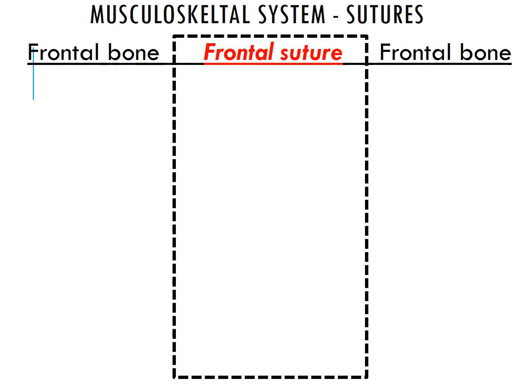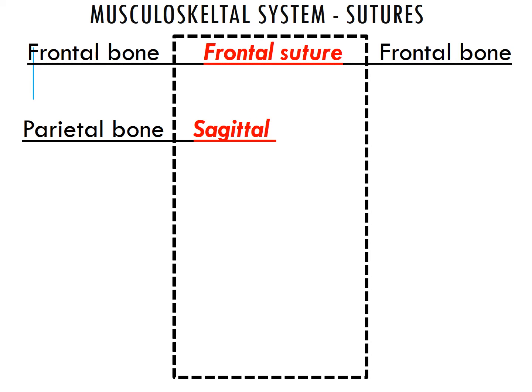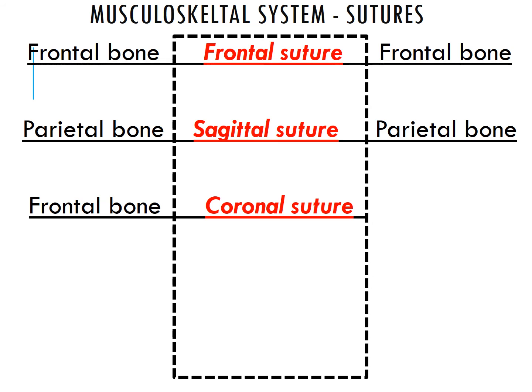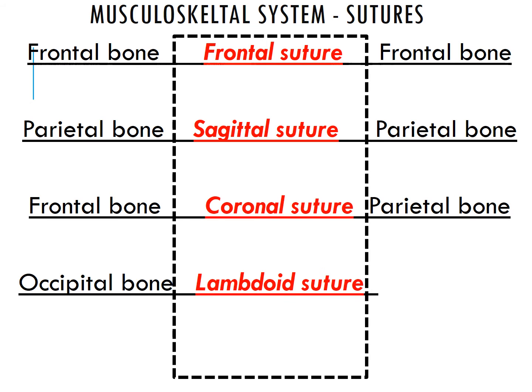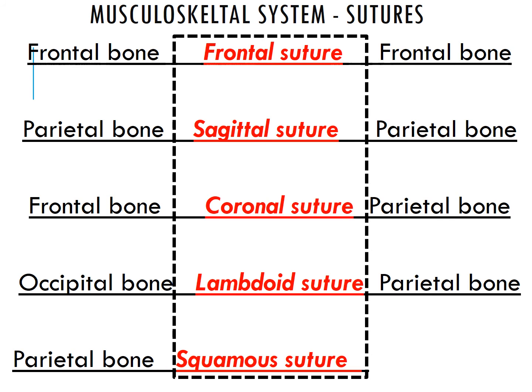In between the frontal bone, as the name indicates, the frontal suture is present. In between the two parietal bones, the sagittal suture is present. In between the frontal bone and the parietal bone, the coronal suture is present. In between the occipital bone and the parietal bone, the lambdoid suture is present. And in between the parietal and the temporal bone, the squamous suture is present.